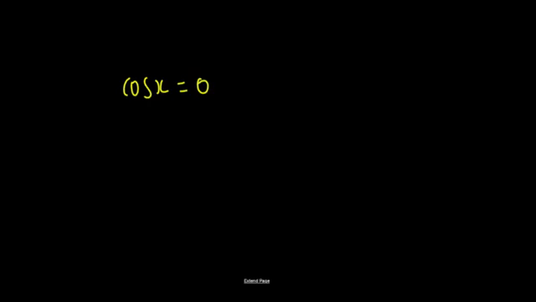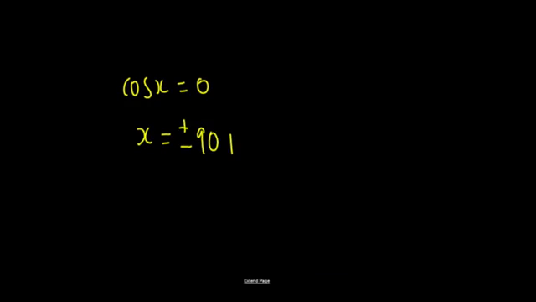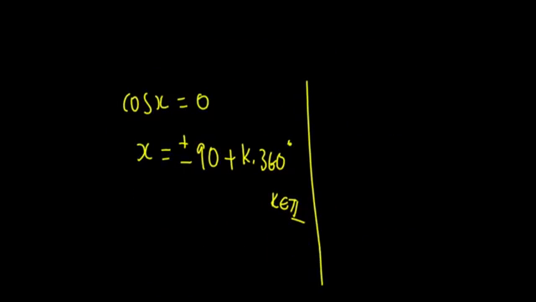So from what I've just said to you, my general solution is going to be x is equal to plus or minus what angle gives me 0. I go shift cos 0, and I get 90. So therefore my general solution is x is equal to plus or minus 90 plus k times 360, where k is an element of integers. Done, easy.